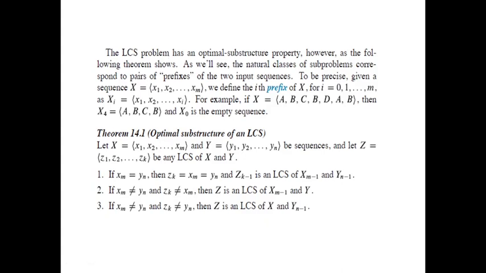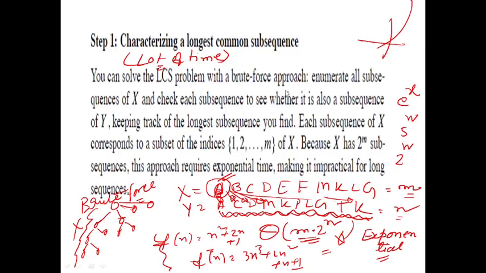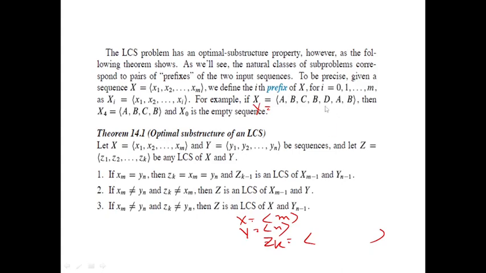Now let's say the LCS problem has the optimal substructure property. However, as the following theorem says, Zk is the longest common subsequence we are assuming. Before that, I have X, which is of size m, and Y, which is of size n. Let's say X is A, C, D, E, and my Y is A, C, E, P.